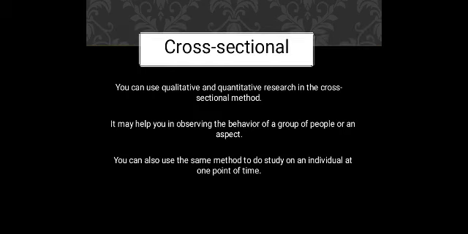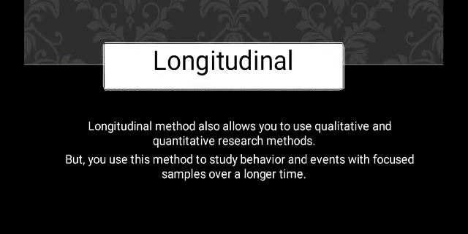The fifth layer of the research onion is time horizons. Layer 5 of the research onion has two time horizon methods. First is cross-sectional that you can use to conduct a short time study. Another one is longitudinal. You can use qualitative and quantitative research in the cross-sectional method. It may help you in observing the behavior of a group of people or an aspect. The next one is longitudinal. Longitudinal method also allows you to use qualitative and quantitative research methods, but you use this method to.